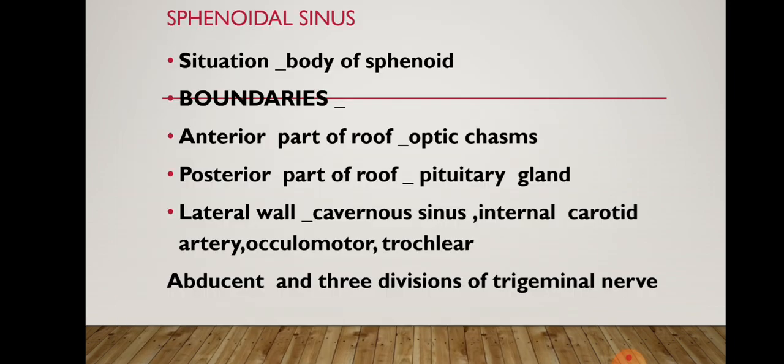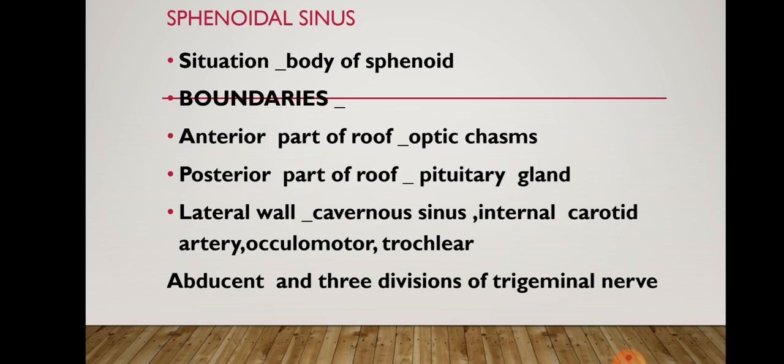cavity. So when we read about the sphenoidal air sinus, it is situated in the body of the sphenoid. The anterior part of the roof is related to the optic chiasma. The posterior part of the roof is related to the pituitary gland. So this important relation of the sphenoidal air sinus to the pituitary gland is helpful clinically to approach the pituitary gland via the transsphenoidal approach.